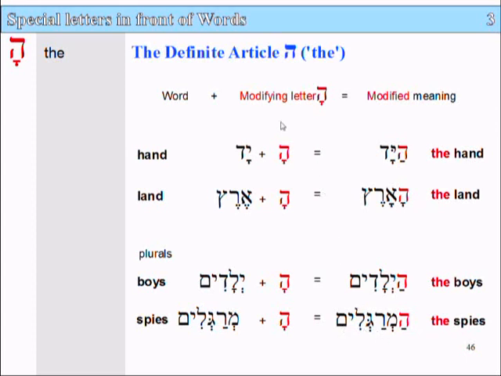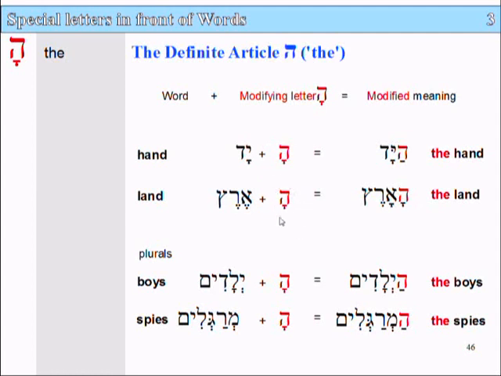So here we have the letter hey being added to these words, both singular and plurals, and it changes the word from the singular indefinite to the singular definite. Definite just means it's the something or other, as opposed to a something or other that's indefinite. So hey just means the.